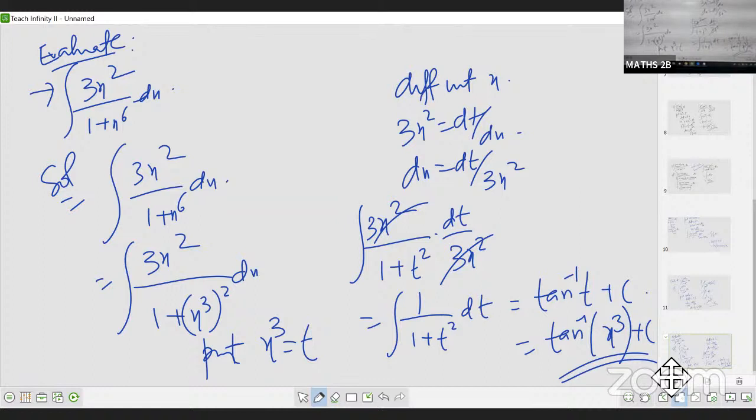So the integration of 3x square by 1 plus x power 6. x power 6 you write as x cube whole square. Now x cube equals t, and 3x square equals dt by dx.